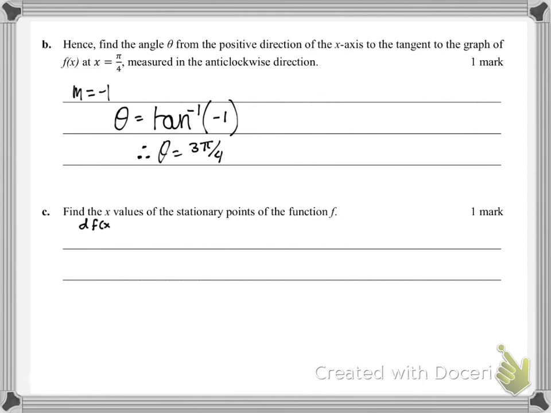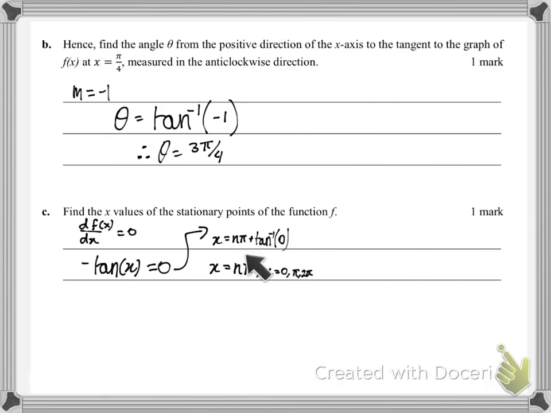Alright, what about x values of stationary points of the function? Well, this is when the derivative is equal to 0, so the derivative was the negative tangent of x. When that goes to 0, we're going to solve for x. So x is, now this here is an important thing to remember, the general formula for the solutions to a tan equation: n pi plus the inverse tan of the value. Inverse tan of 0 is the number 0, so x is just multiples of pi. So we've got x equals 0, pi and 2 pi across the domain.